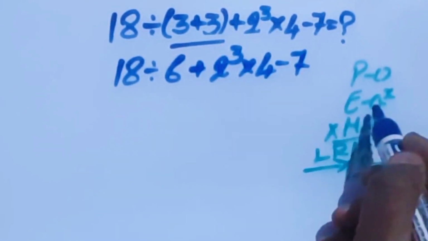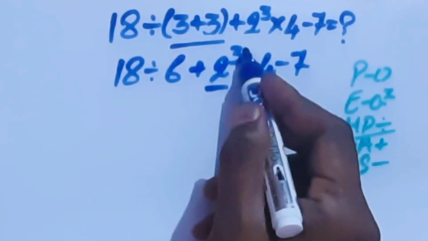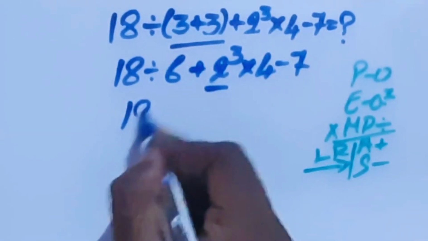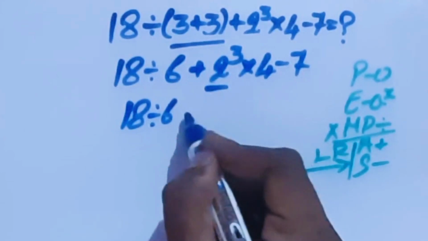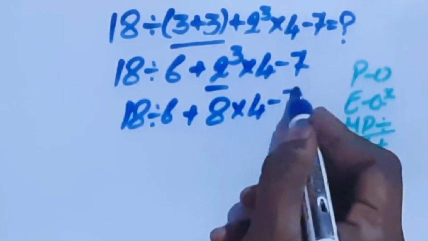Here, the next priority is exponent. We have exponent here, 2 power 3. We have to do this 2 power 3 before any other operation. So 18 divided by 6 plus 2 power 3 is 8 times 4 minus 7.